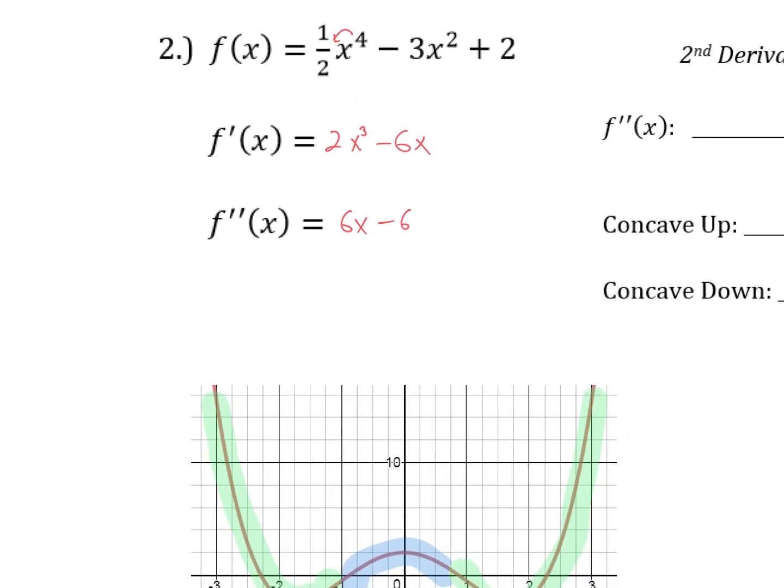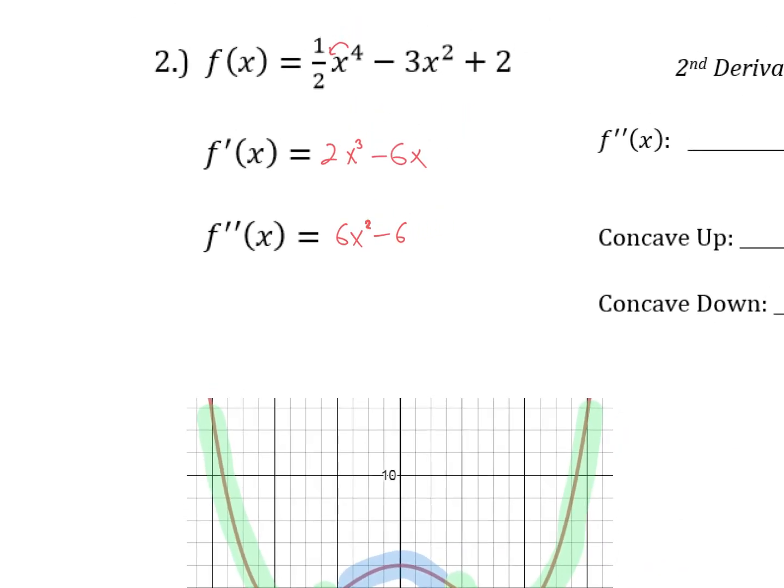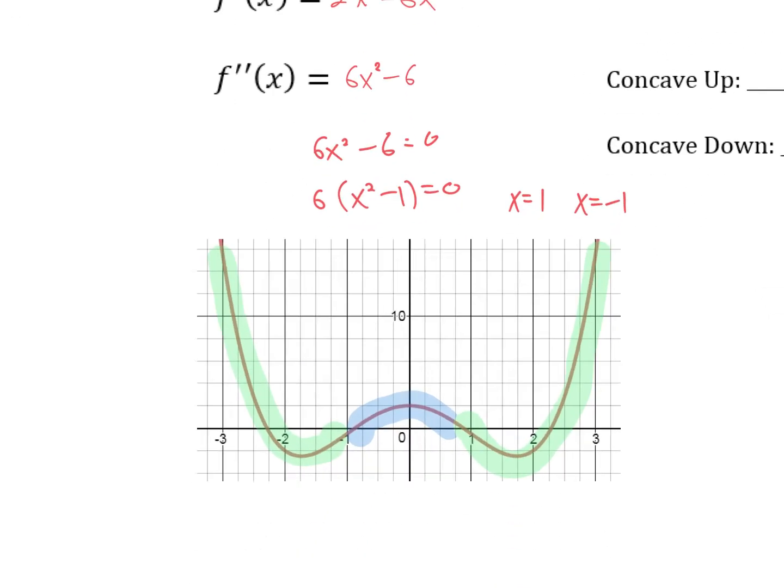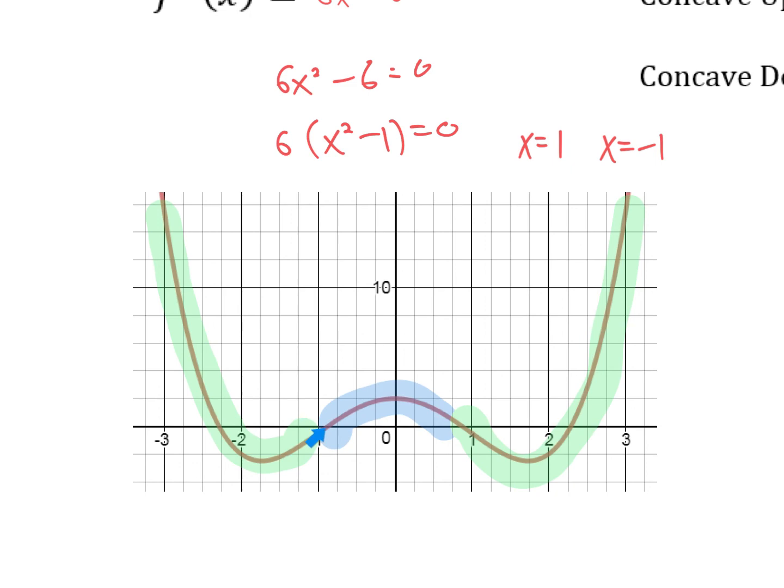Now if I set that equal, ooh, forgot a squared. Now if I set that equal to 0 and solve it, I can yank out a GCF of 6. We're going to end up getting x equals 1 and x equals -1. I can verify that on my graph where it kind of looks like, you know, about the 1 and -1 point. That's when we switch from concave down to concave up.